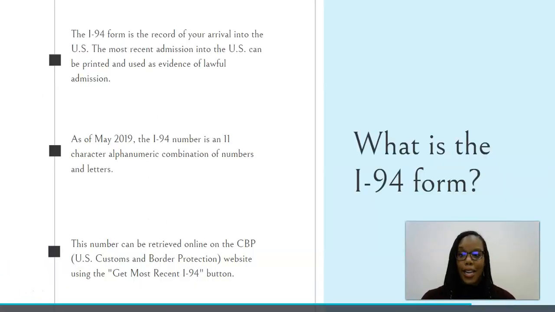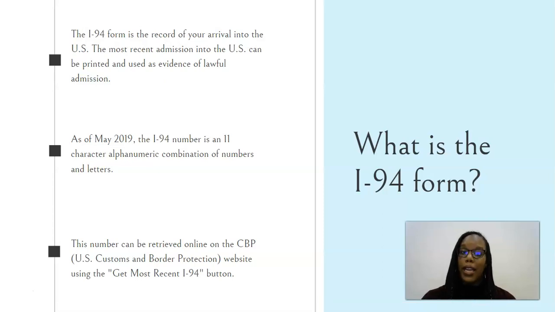So what is the I-94 form? The I-94 form is the record of your arrival into the United States. The most recent admission into the US can be printed and used as evidence of lawful admission. It's basically the government's database keeping track of who is entering the country and in what status on what visa.